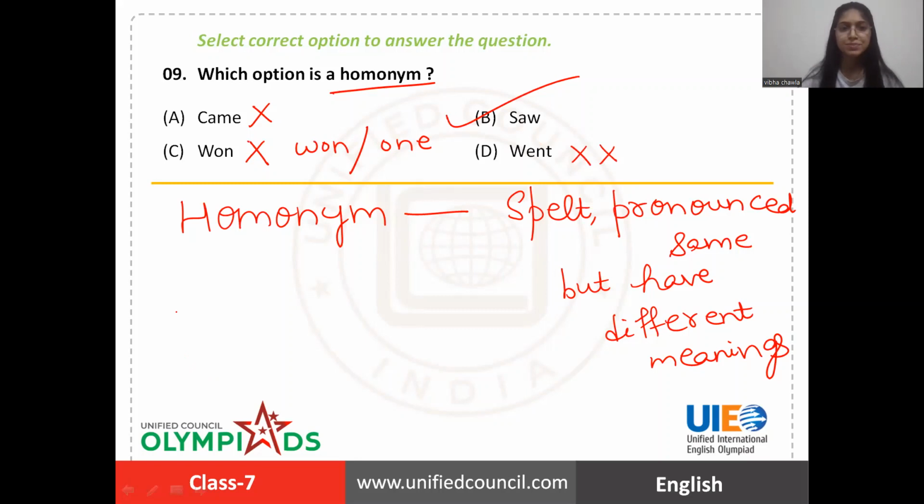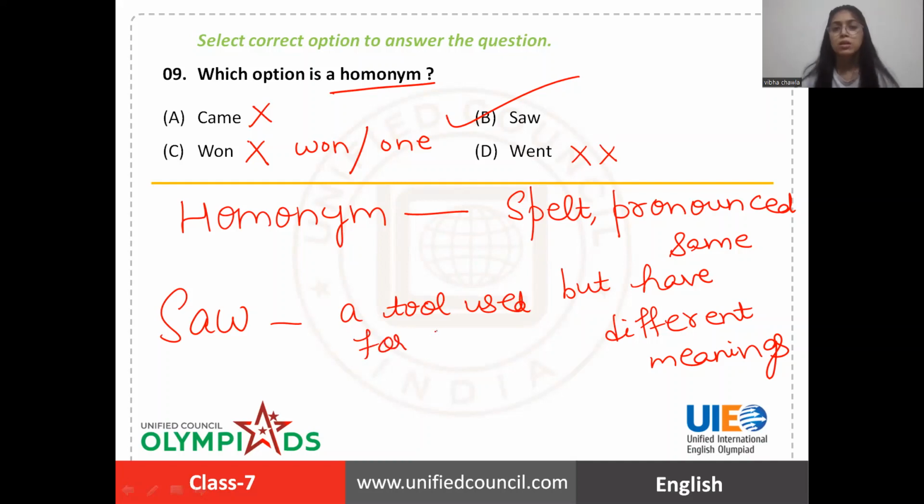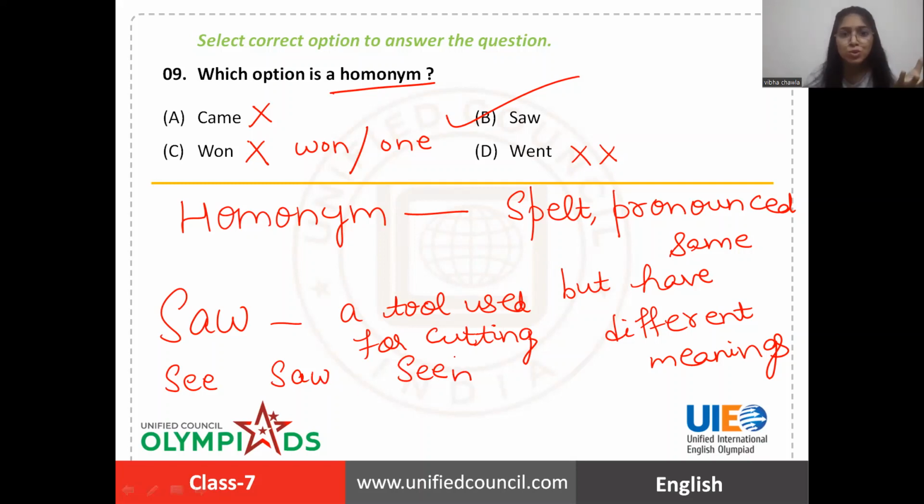How? Let's see. So, one meaning of so is a tool used for cutting. Okay, first meaning is, it's a tool used for cutting. And you also know that so is the past form of verb see also. You see, see, so, seen. So is the past form of verb see also, right? So that's why it is a homonym because it has two meanings.